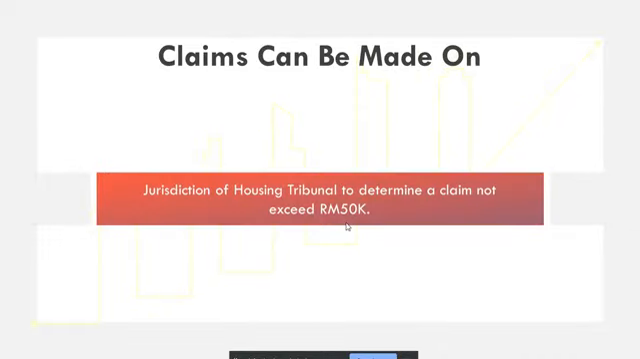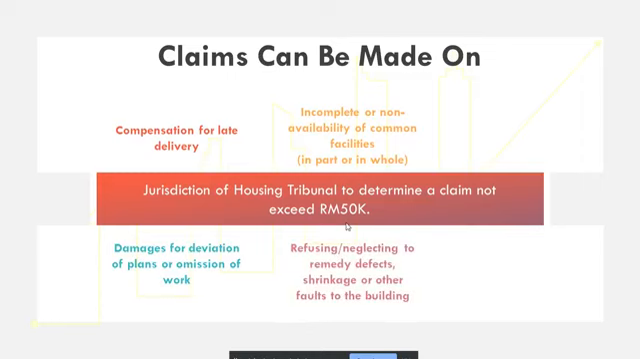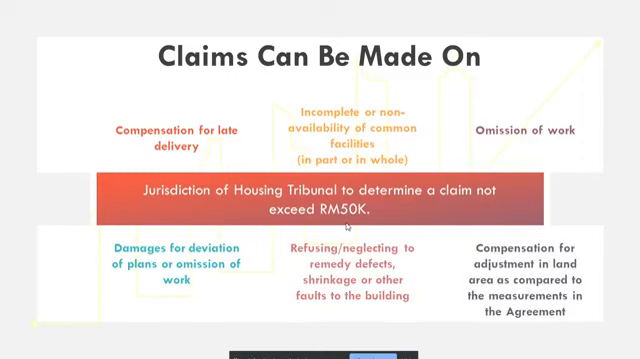So kita dah mention banyak kali dah, tak boleh melebihi 50,000. So apa benda yang boleh diklaim? Compensation for late delivery. So lambat siap rumah, kita boleh claim. Damage for deviation of plan or omission of work, tu pun boleh claim. Incomplete or non-availability of common facility. Tak ada common facility atau tak siap pun common facility tersebut, kita boleh claim.